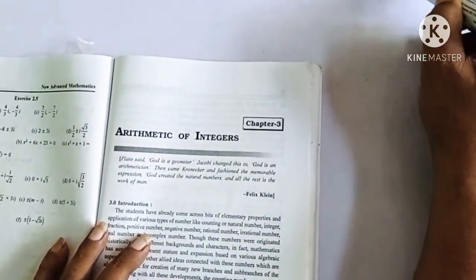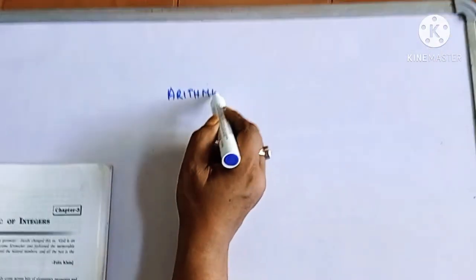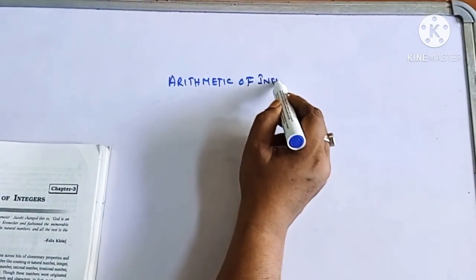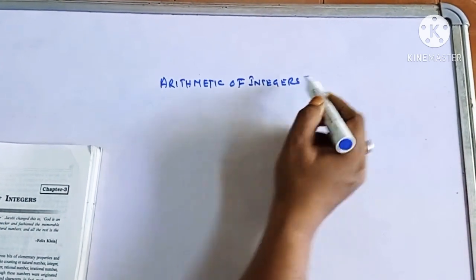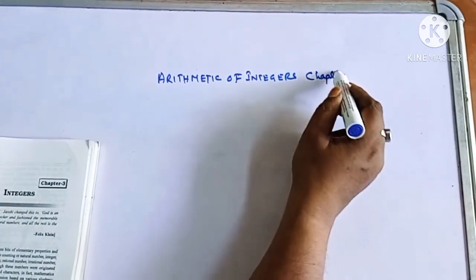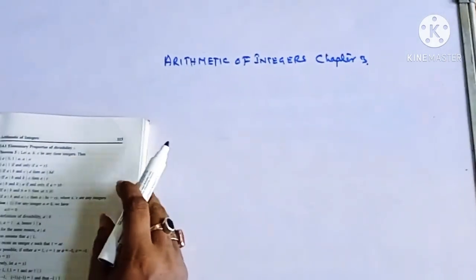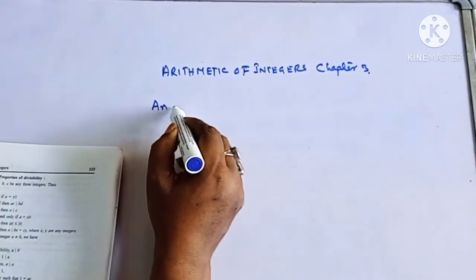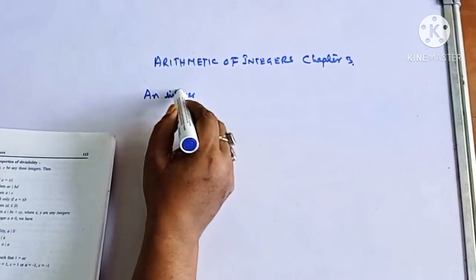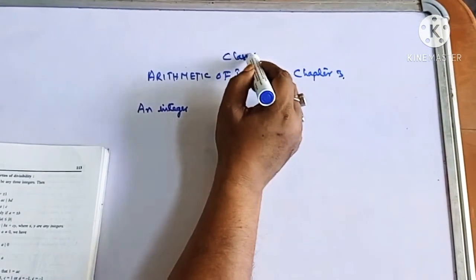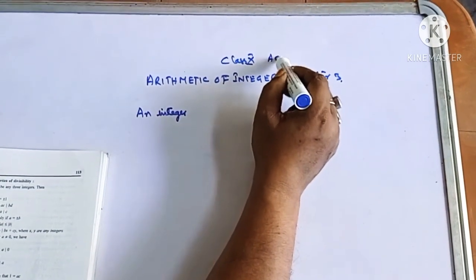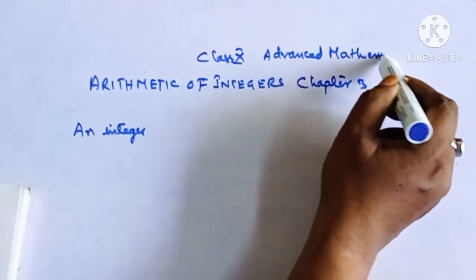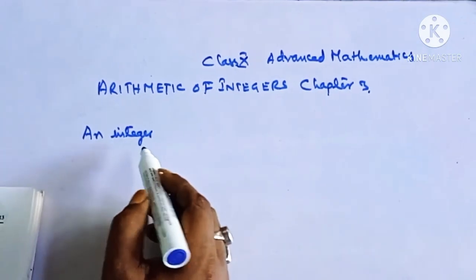Today I am going to start arithmetic of integers, chapter 3, class 10 advanced mathematics. Now, at first, an integer.